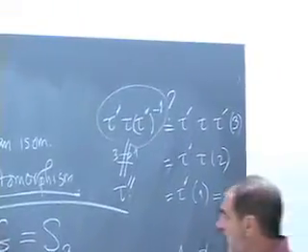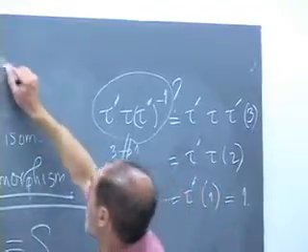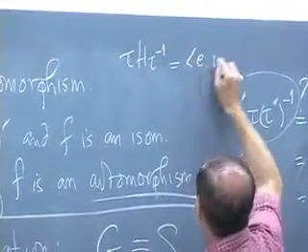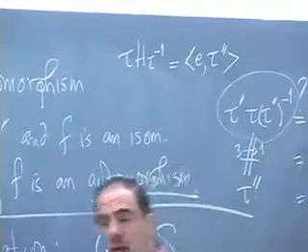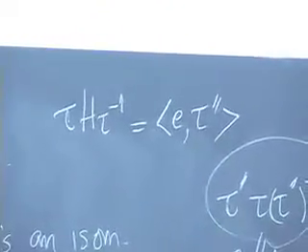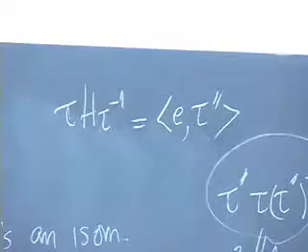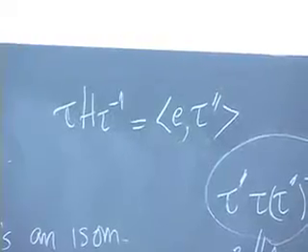Okay? So in fact, we find here that tau H tau inverse is the subgroup E tau double prime. And so there's a non-normal subgroup for you. So in particular, that subgroup is not the kernel of a homomorphism. Okay? So now let me give you some examples of kernels and images.